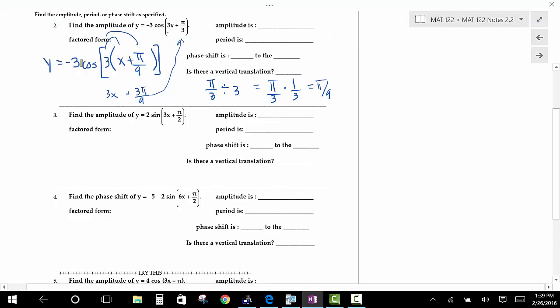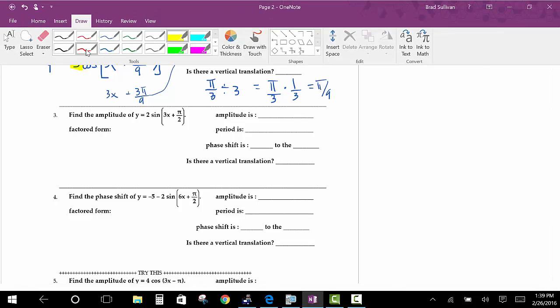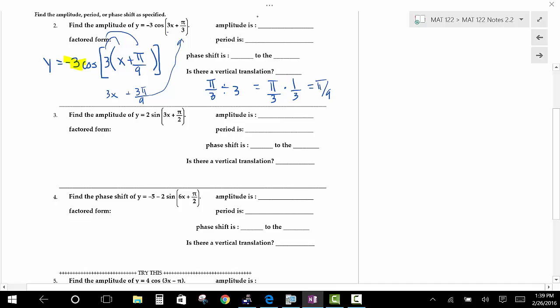Okay, so first of all, the amplitude is going to be found by using that number. So the amplitude is going to be the absolute value of A, which is that negative 3. So the amplitude is going to be 3. That's going to tell you that the waves stretch up and down by a factor of 3.